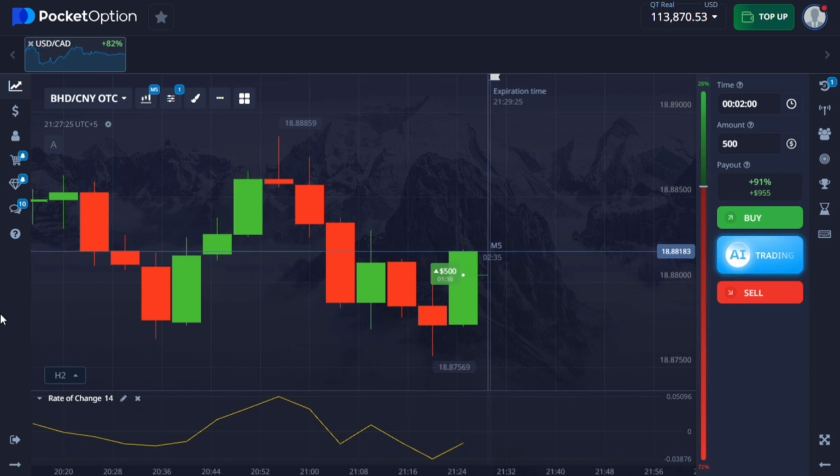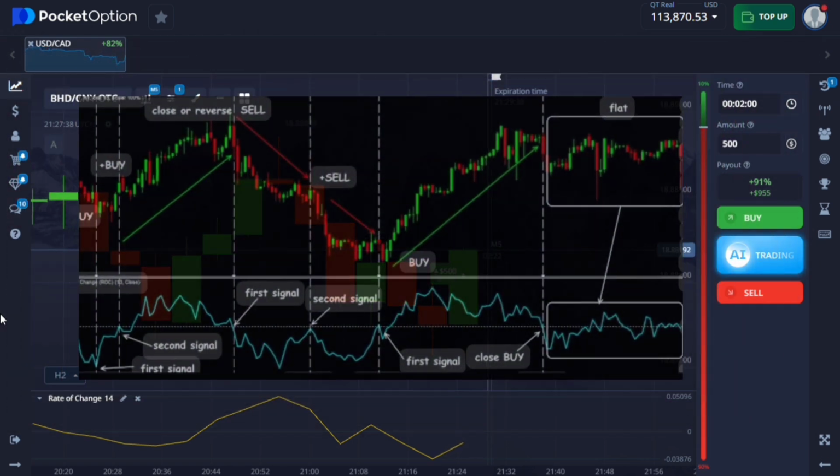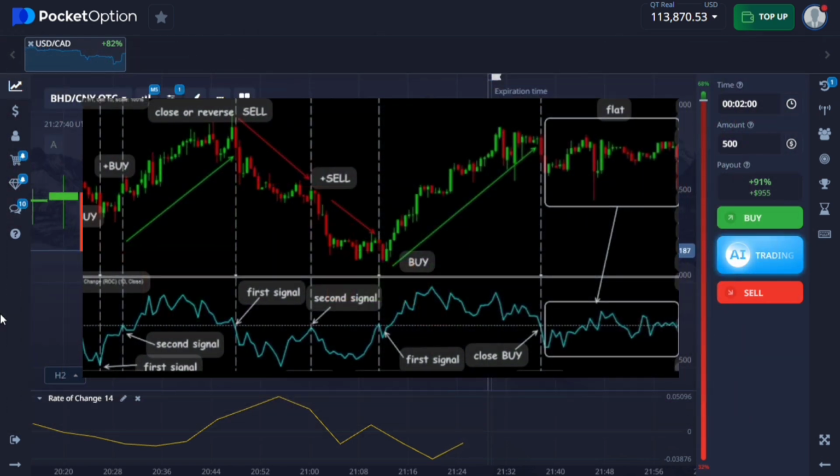Let's get started. Number 1. What is the rate of change (ROC) indicator? Simply put, the ROC measures the percentage change in price over a specified period. It's calculated by taking the difference between the current price and the price n periods ago, and then dividing that number by the price n periods ago.